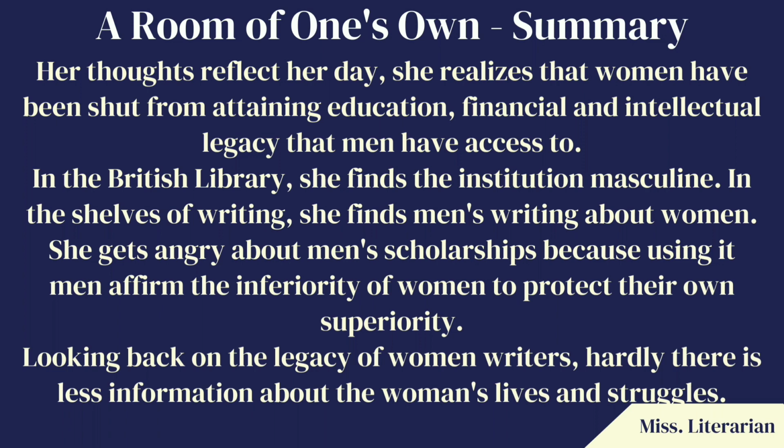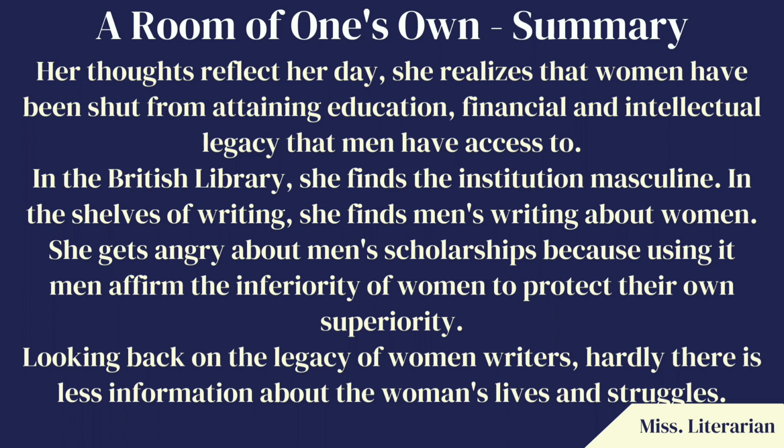Then there comes another series of incidents. The next day, the narrator goes to the British Library. She finds that the institution is masculine. There she finds shelves of writing by men about women. While she looks at it, she gets angry and becomes curious about men's scholarship. She says that men writers have used scholarship and literature to affirm the inferiority of women, and by talking about women's inferiority, they protect their own superiority.